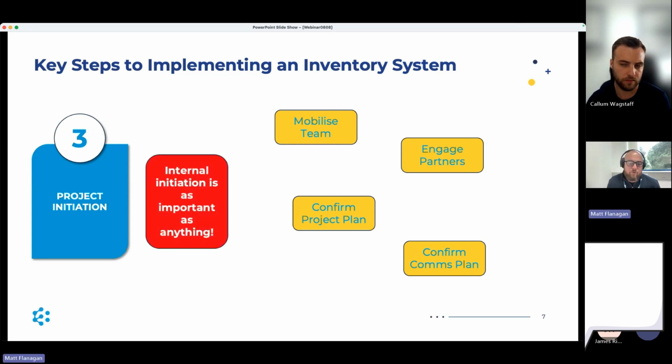Internal initiation is as important as anything. This will not be done to you, whoever you work with, however a business is taking this forward. This is a joint delivery between the vendor and/or implementation partner and the business itself. Nothing to add there, Cal?